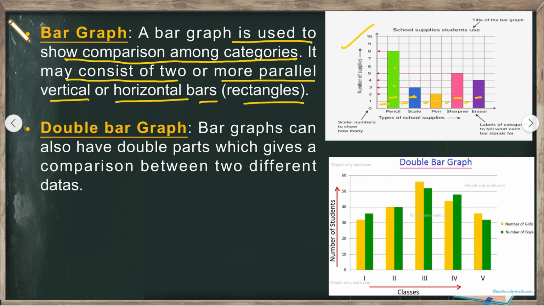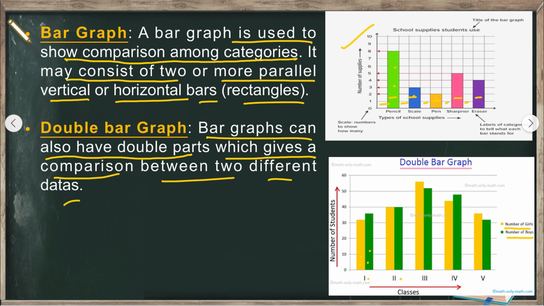Then we have the double bar graph. A double bar graph has double bars, which give a comparison between two different sets of data. Here the yellow bar shows the number of girls, and the green bar shows the number of boys, in 5 different classes: class 1, class 2, class 3, class 4 and class 5. So these give the number of boys and girls in 5 classes.